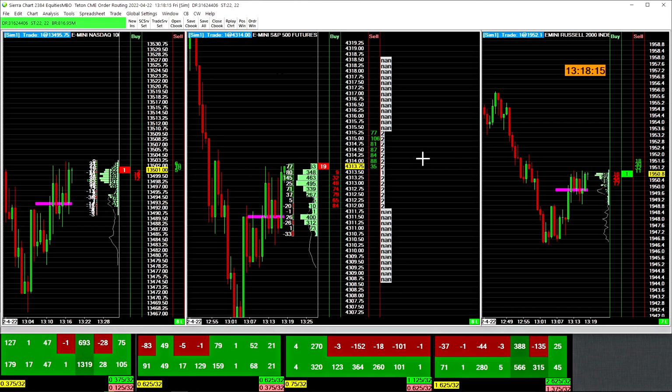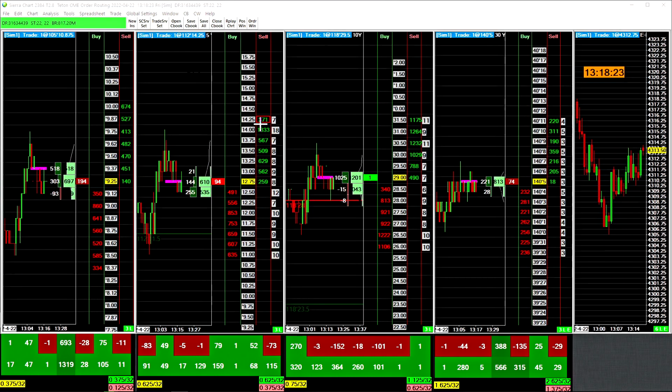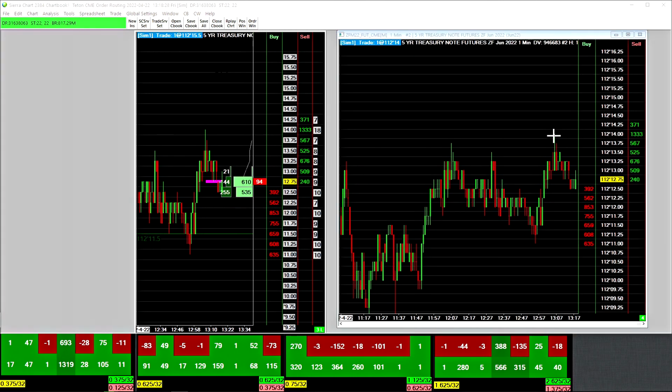Also, this graphics configuration is the default one in Sierra Chart. We'll get to that at the end of the video if you want to see the colors that I use for my graphics configuration. So I'll switch back over. There's the chart book I use for trading US Treasuries. And here's the chart book that we were just working on now.